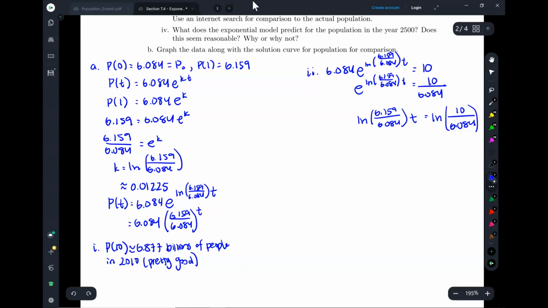Let me recap for a moment. We took the natural log of both sides in that particular step, which isolated the exponential piece here, and then we'd have the natural log of that right side of the equation over here. So now to solve for t, we will divide both sides by that value. So I'll have the natural log of 10 divided by 6.084, and then divide that by that whole k value, 6.159 divided by 6.084. So again, if you want that to be written as a k, that would be fine.